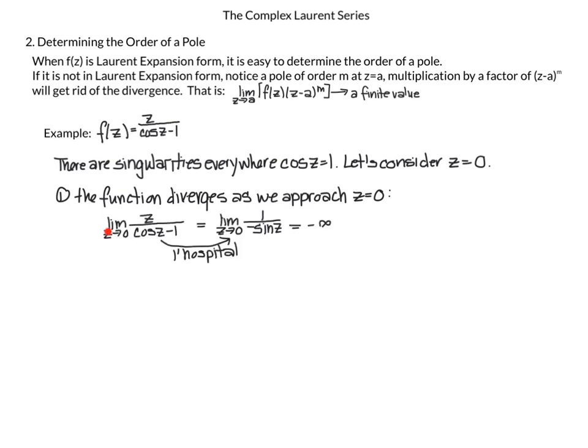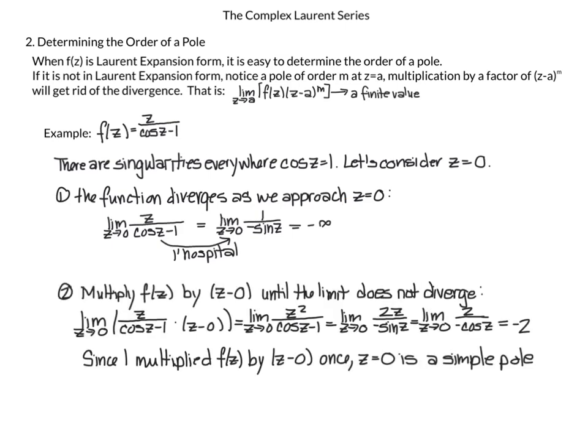But we want to look at the limit as z approaches 0 of z over cosine z minus 1. Since as z approaches 0 the numerator and the denominator are both equal to 0, we need to apply L'Hopital's rule. So on top, the derivative of z is 1, and on bottom, the derivative of cosine z minus 1 is simply minus sine of z. The limit then, as we approach 0, is negative 1 over 0. So our limit is negative infinity, so we definitely have a function that diverges as we approach z equals 0.